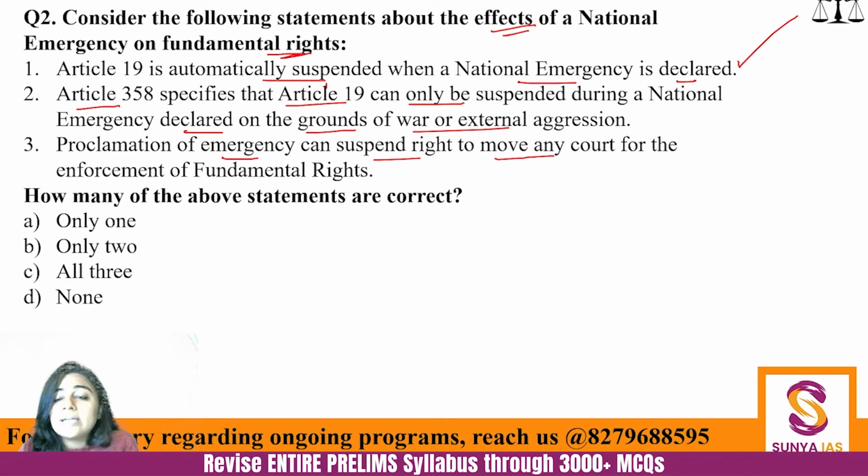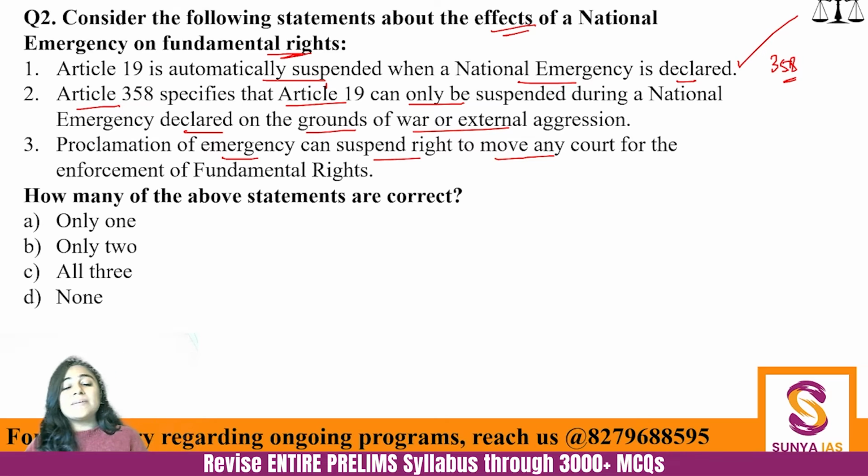This is actually correct, right? Article 19 is freedom of speech and expression. And Article 358 says that Article 19 will be suspended automatically when national emergency is declared. So the first statement is absolutely correct. In continuation of this, see the second statement.